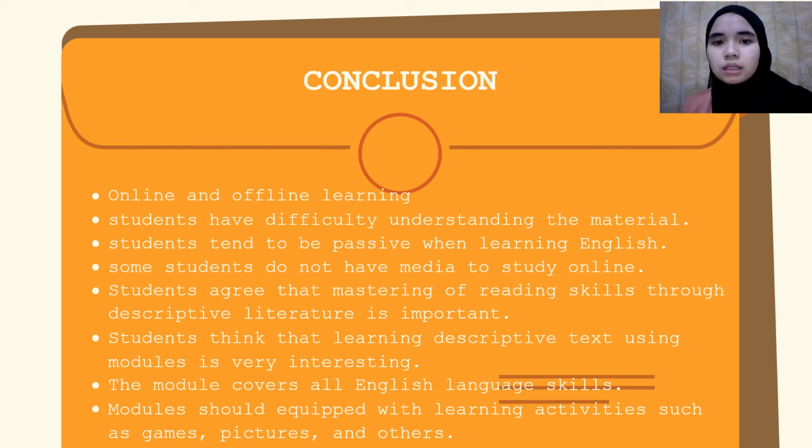In conclusion, learning takes place both offline and online during a pandemic, which poses its own set of obstacles for students. Because they don't comprehend the subject, students studying English tend to remain inactive. This is due to the fact that students don't have access to online learning tools such as mobile phones or laptops or PC. Descriptive text is one of the material that students must learn. Students agree that mastering of reading skill through descriptive text is essential. As a result, learning material that can promote student learning are required.